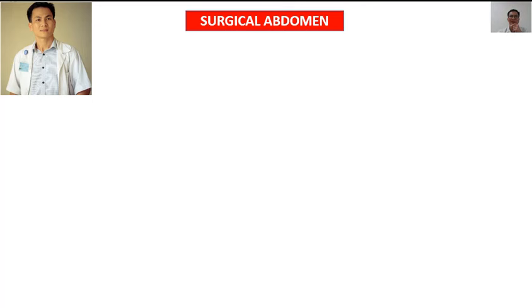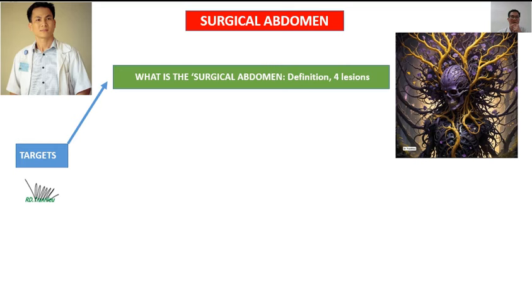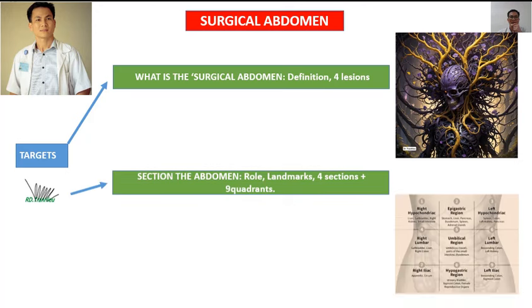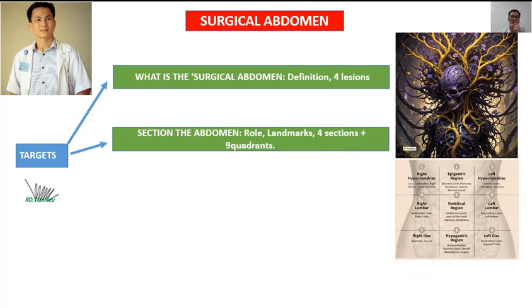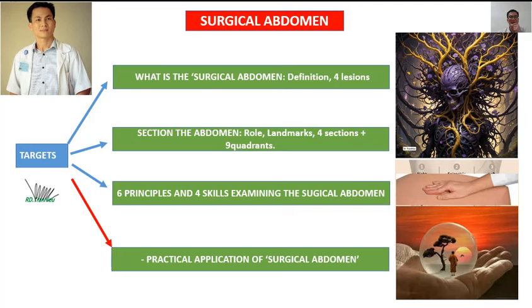By this lecture, students will be able to understand and apply the following key concepts. First, to analyze the definition of surgical abdomen. Second is the ability to divide the abdomen and analyze its role in abdominal examination. A third one is to analyze the 6 principles and 4 essential skills in surgical abdomen examination. The last one is to apply surgical abdomen terms in clinical practice.